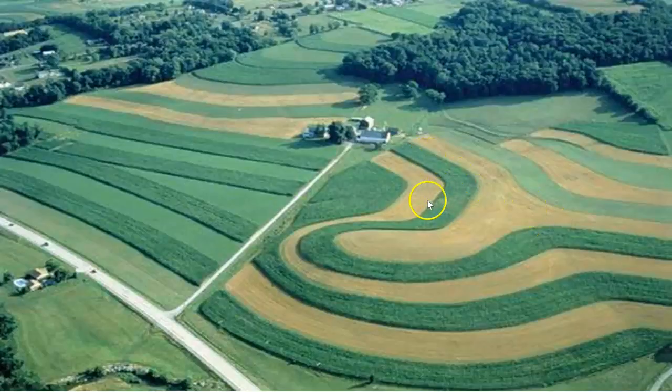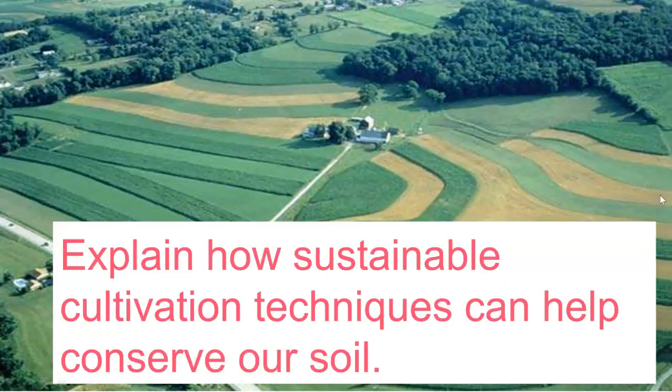Here you can see an example of contour farming. There's a hill here, and instead of plowing straight up and down it, the farmer has plowed perpendicular to the slope, so across the slope. We should make sure we can explain how sustainable cultivation techniques can help conserve our soil.